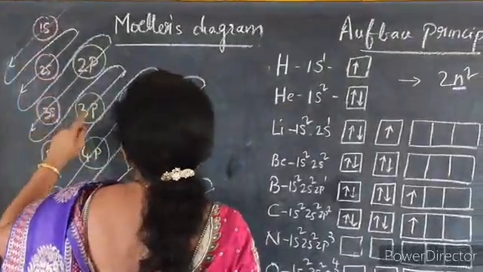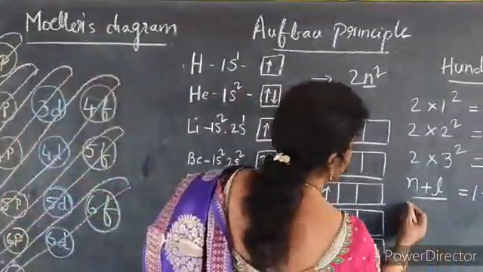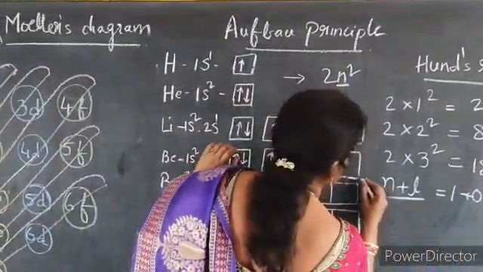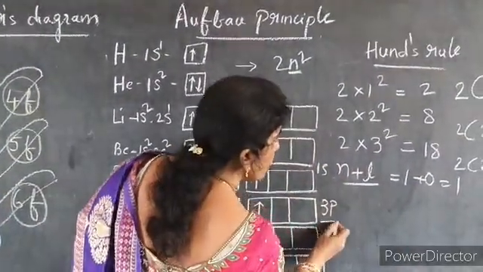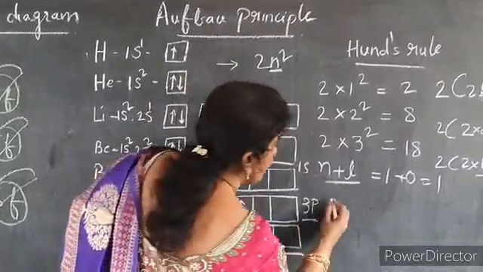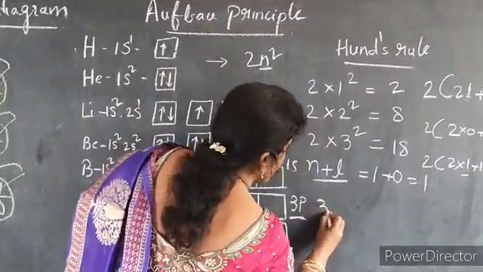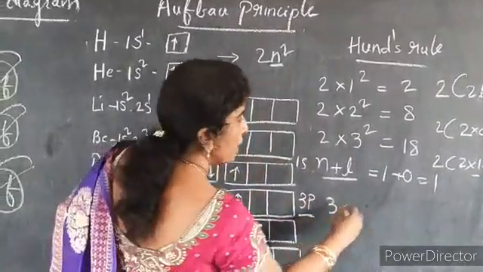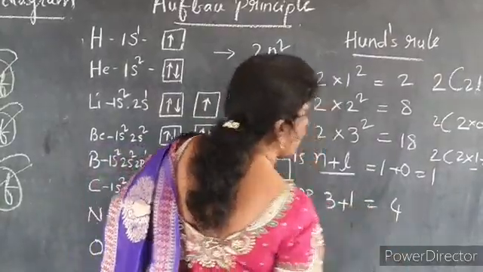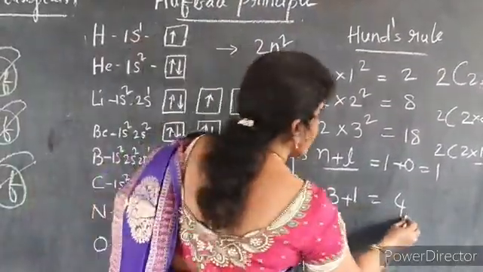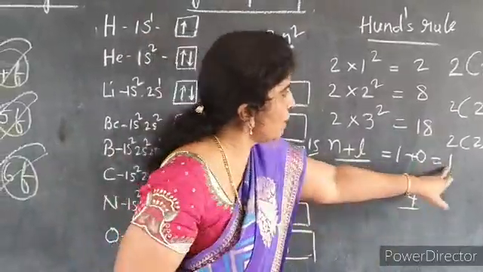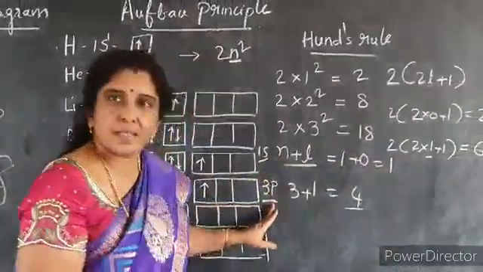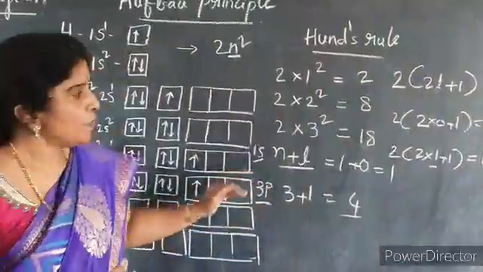Now take any other orbital, for example 3p. This was for 1s. If you take the 3p orbital, what is the principal quantum number? n is 3. What is the l value for p? It is 1. So it is 4. The n plus l value for 3p is 4, whereas for 1s it is only 1. So 1s has lower energy than 3p. That is how we can understand.